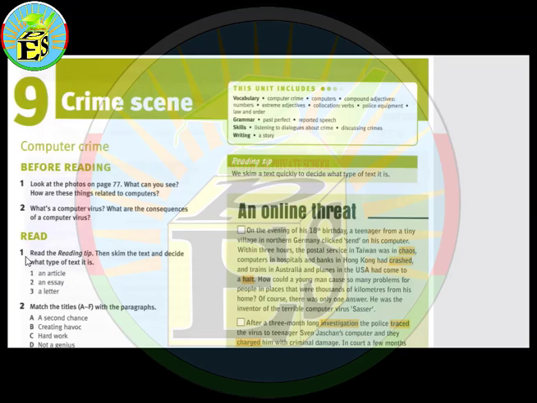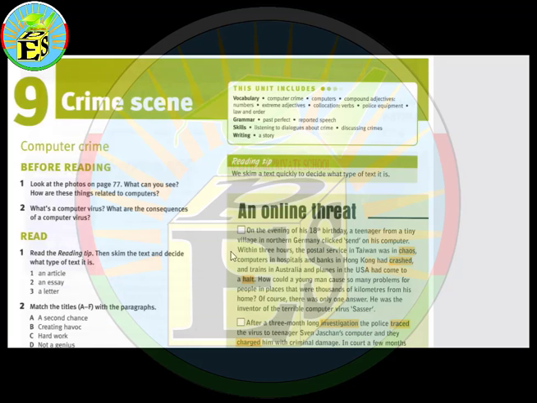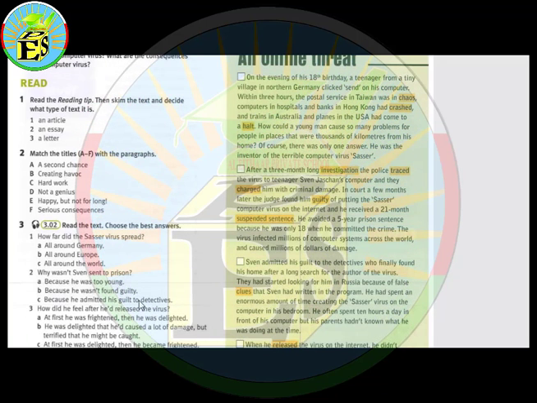Now read exercise 1. Read the reading tip. Then skim the text and decide what type of text it is. So first of all, let's read the reading tip. We skim a text quickly to decide what type of text it is. Skimming. What's skimming? Skimming is reading something quickly to understand the main idea of a text without reading every word. Okay? So here you have to skim the text and decide what type of text it is. Is it an article, an essay, or a letter? Okay? So you have time to read quickly. Don't read word by word. Okay? Go ahead.